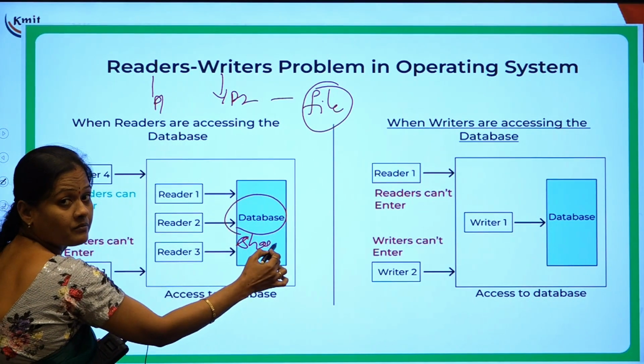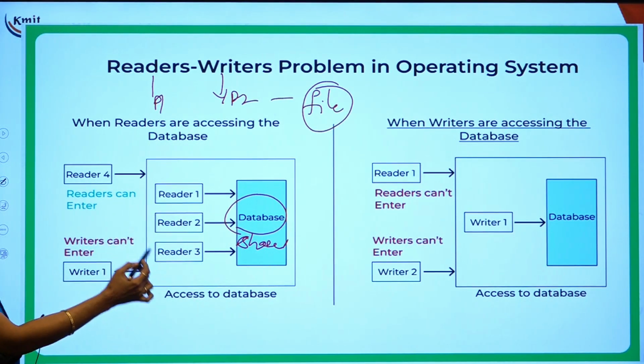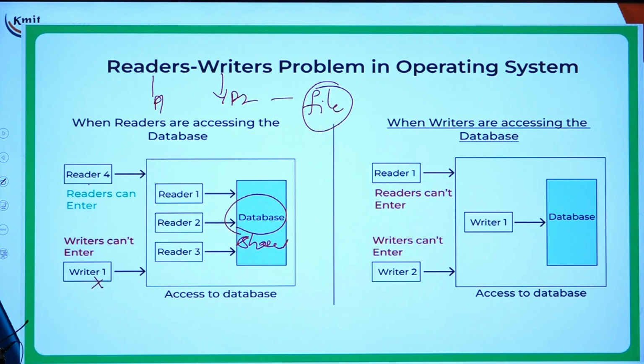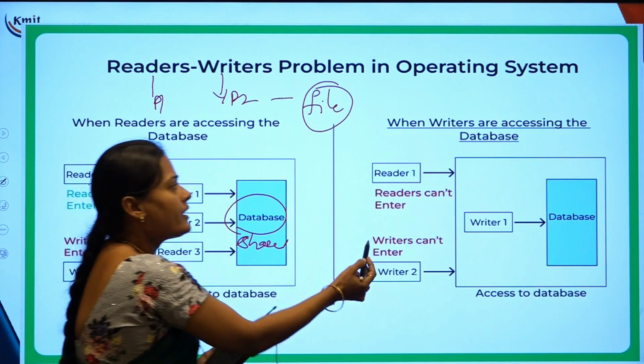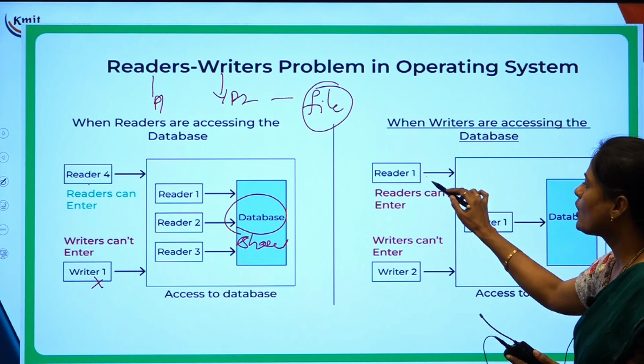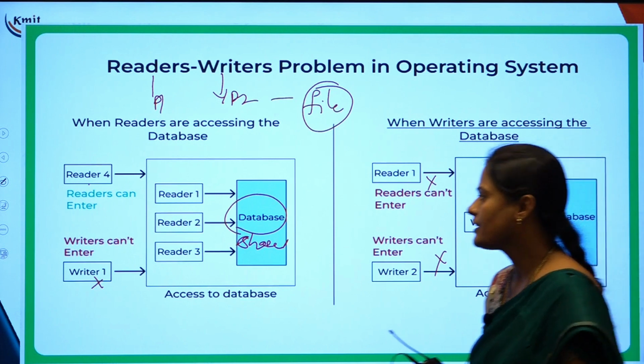Now when you come to your readers, any number of readers can be there, and this database is your shared data which you are using. When readers are there, another reader can also enter into the critical section, but a writer cannot enter into the critical section. Coming to the other way, if a writer is in the database, you will not allow a reader to enter into the critical section, or any other writer to enter into the critical section.